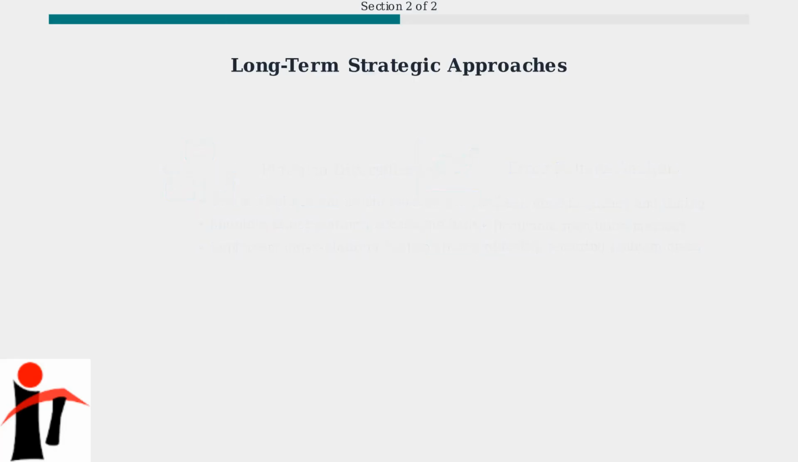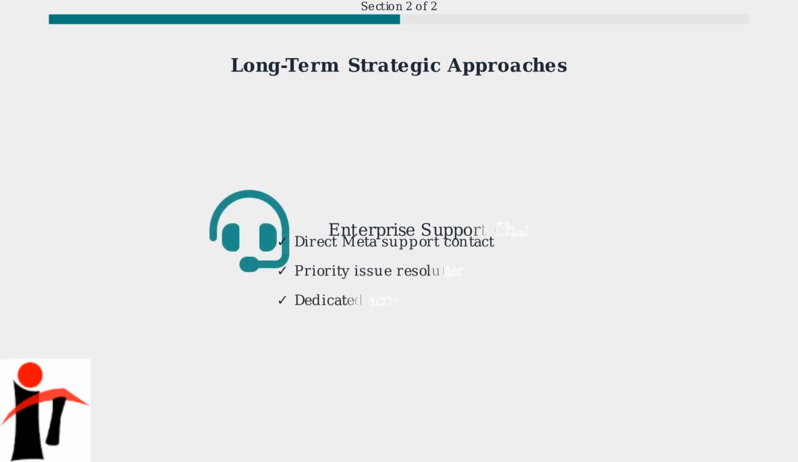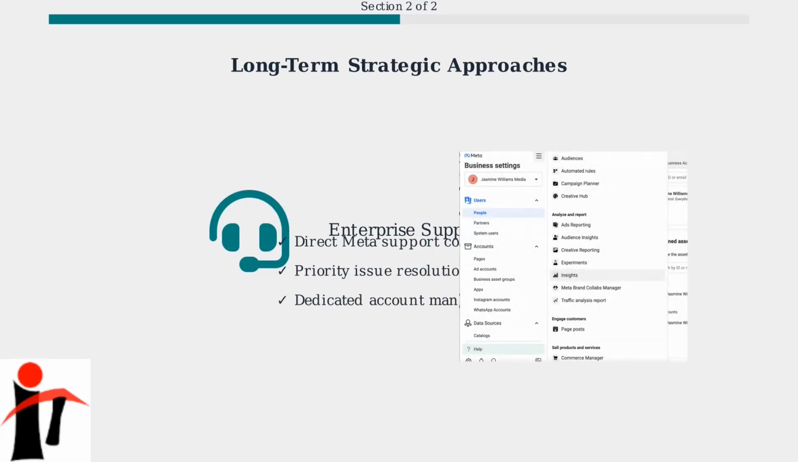For enterprise accounts, establish direct support channels with Meta. Having dedicated support contacts can dramatically reduce resolution times for critical issues. Finally, integrate third-party tools for redundancy. Tools like Hootsuite, Buffer, or Sprout Social can serve as backup posting methods when Meta Business Suite experiences issues.